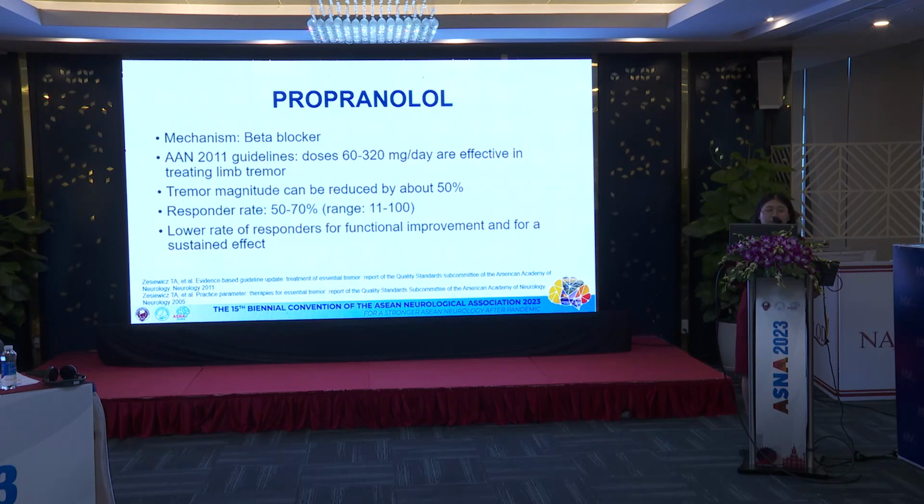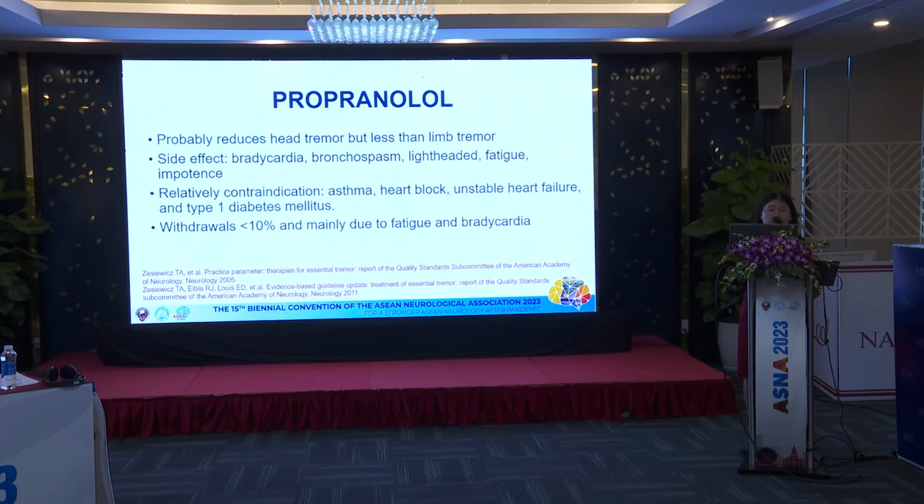Propranolol is a beta blocker medication. Propranolol at a dose of 60 to 320 mg per day is effective in treating limb tremor, and tremor magnitude can be reduced by about 50%. Responder rates range from 50 to 70%, with a lower responder rate for functional improvement and for certain effects. Propranolol rapidly reduces head tremor, but data are more limited.